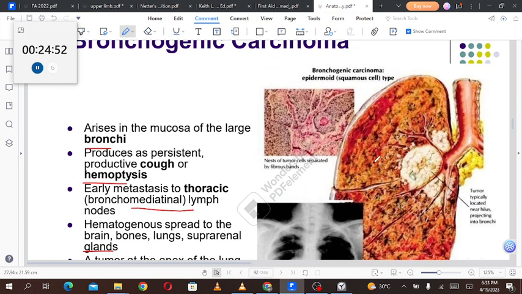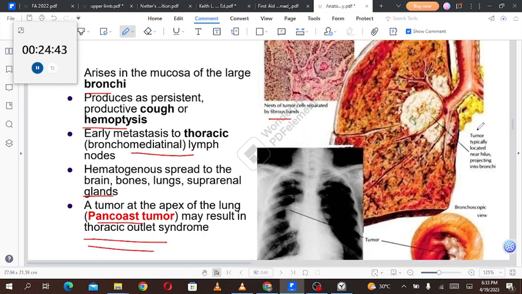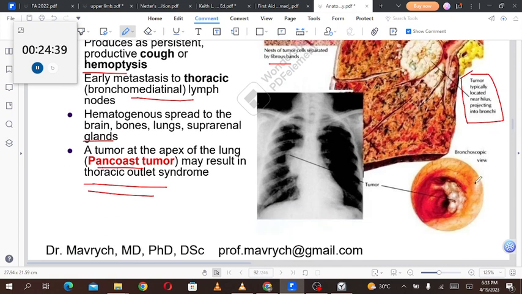Here you can see bronchogenic carcinoma, epidermoid squamous cell carcinoma. Nests of tumor cells are separated by fibrous bands. The tumor is typically located near the hilus, projecting into the bronchi. The bronchoscopic view of this tumor is shown, and we can also find the tumor in the chest X-ray.